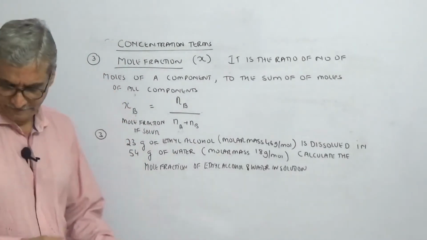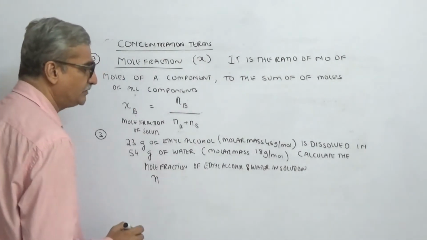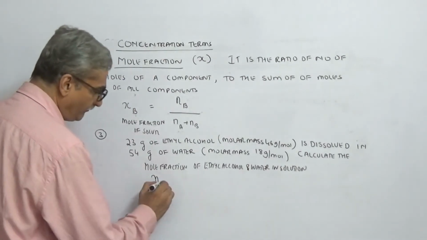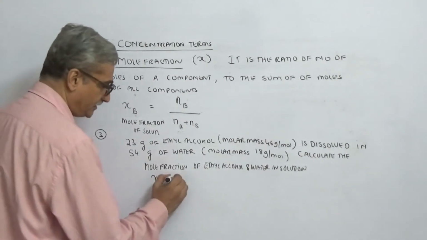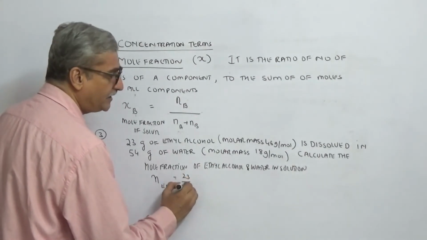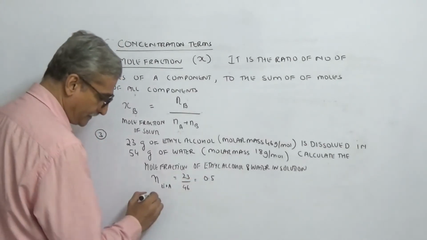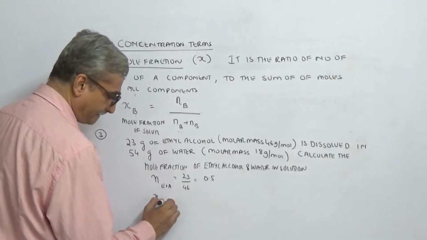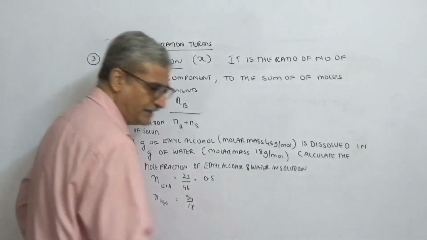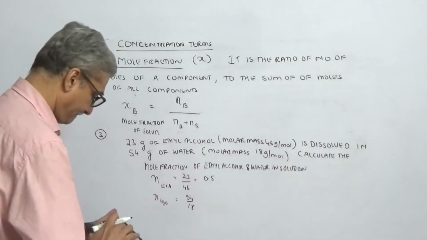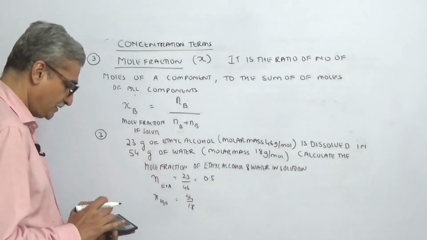Okay, let's do it slowly. So first, let's find out number of moles of solute. Number of moles of solute means ethyl alcohol, I'll put as EA. So that is 23 divided by 46, so that is 0.5. Number of moles of water will be how much? 54 divided by 18. So that is 3.